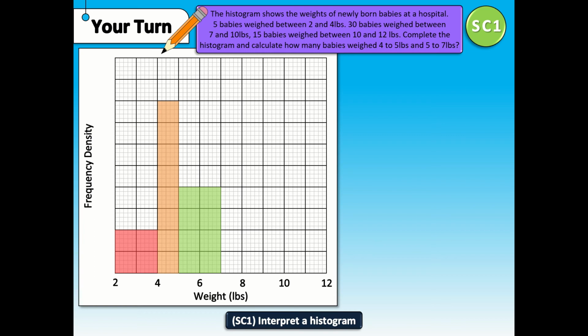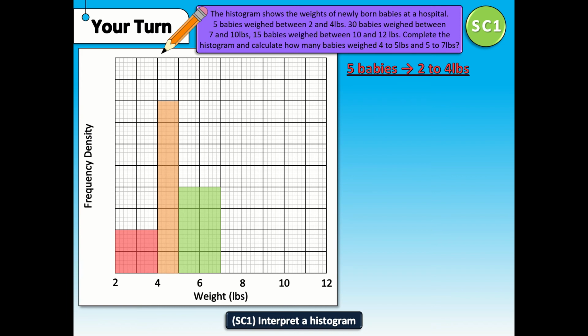So this histogram shows the weights of newly born babies at a hospital. 5 babies weighed between 2 to 4 pounds. 30 babies weighed between 7 and 10 pounds. And 15 babies weighed between 10 and 12 pounds. Complete the histogram and calculate how many babies weighed between 4 to 5 pounds and 5 to 7 pounds.